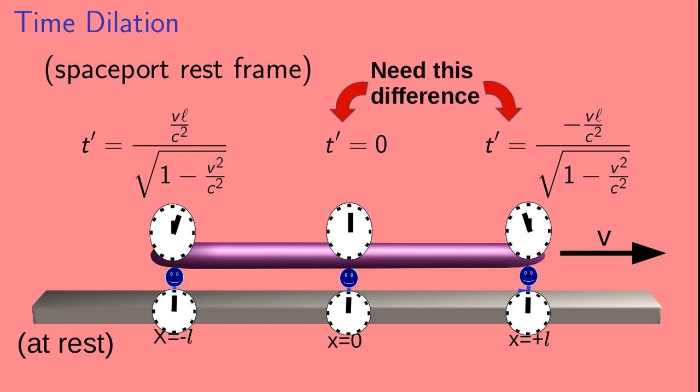We previously evaluated this difference at t equals 0, but it will also hold at other values of t, like we're interested in here. The difference in time shown on these spaceship clocks in the spaceport rest frame is minus VL over c squared divided by the square root of 1 minus v squared over c squared. Let's apply this difference to get the result we're looking for.